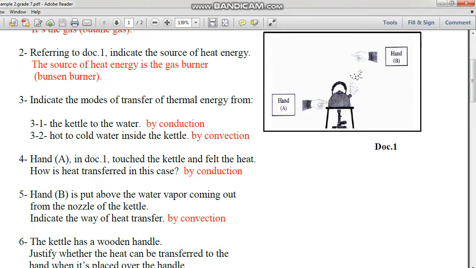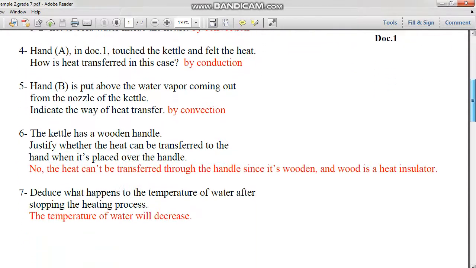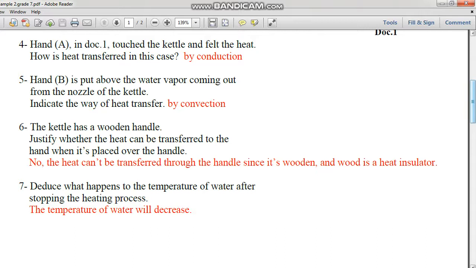Justify whether the heat can be transferred to the hand when it is placed over the handle. We will explain whether the heat can be transferred to the hand, hand A or hand B, if it holds the kettle by the handle, the wooden part. The answer is no, the heat can't be transferred through the handle since it's wooden, and wood is a heat insulator.